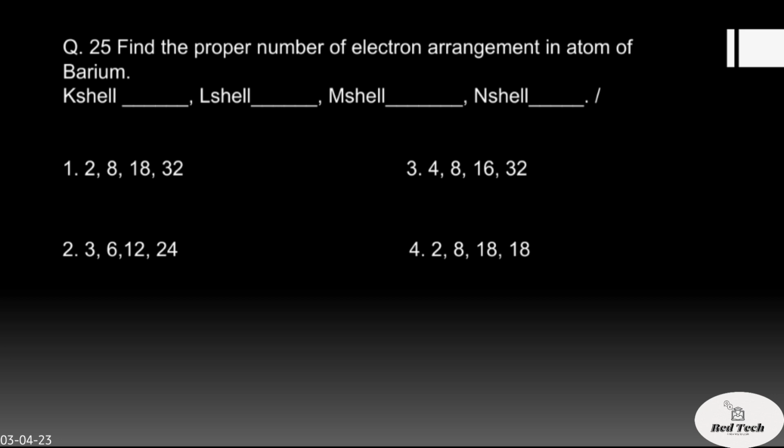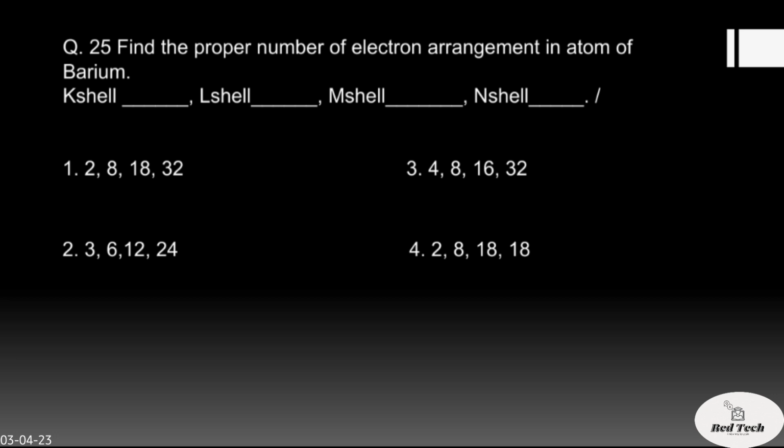Question number 25. Find the proper number of electron arrangement in an atom of barium. We have to arrange the electrons in the proper manner in the K shell, L shell, M shell and N shell. Options are: option 1, 2, 8, 18, 32. Option 2, 3, 6, 12 or 24. Option 3, 4, 8, 16 or 32. And option 4, 2, 8, 18, 18.